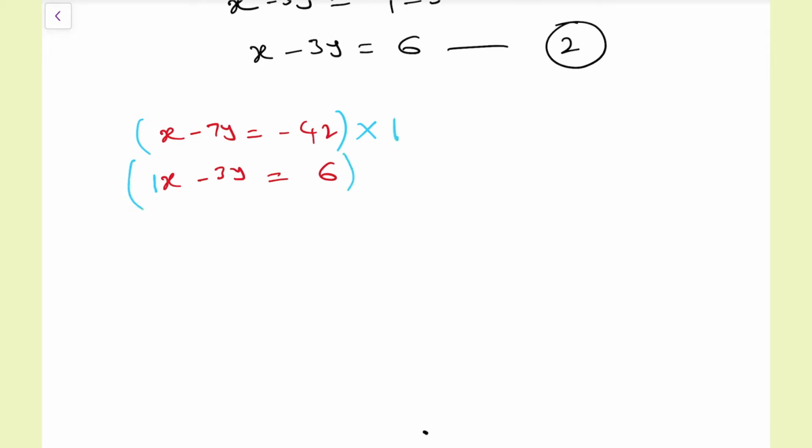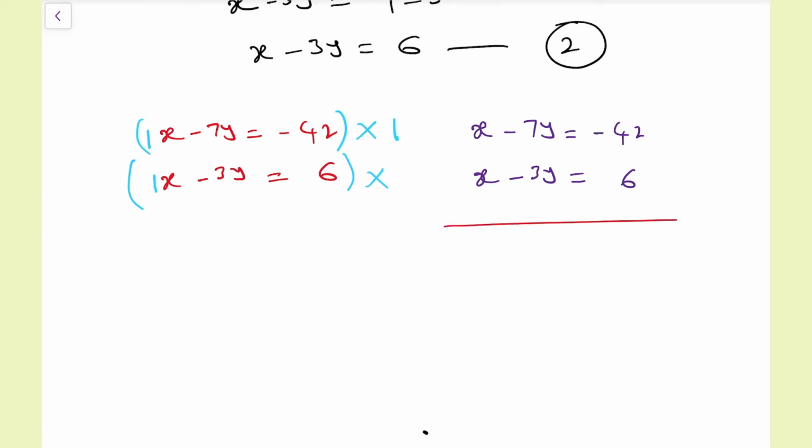The same way, second equation you need to multiply with first equation X coefficient. Here before X nothing is there, so 1. If you multiply with 1, of course nothing will change. We will get the same equations again. So write that as it is then. X minus 7Y equals to minus 42. X minus 3Y equals to 6.